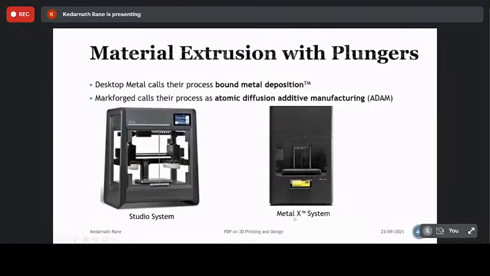One of the competitors, Markforged 3D, again developed a system called the Metal X system, which again utilizes a similar concept of plunger to deposit the material in semi-solid form, and they call their system atomic diffusion additive manufacturing, ADAM. It's the same extrusion based additive manufacturing of metals and ceramics.